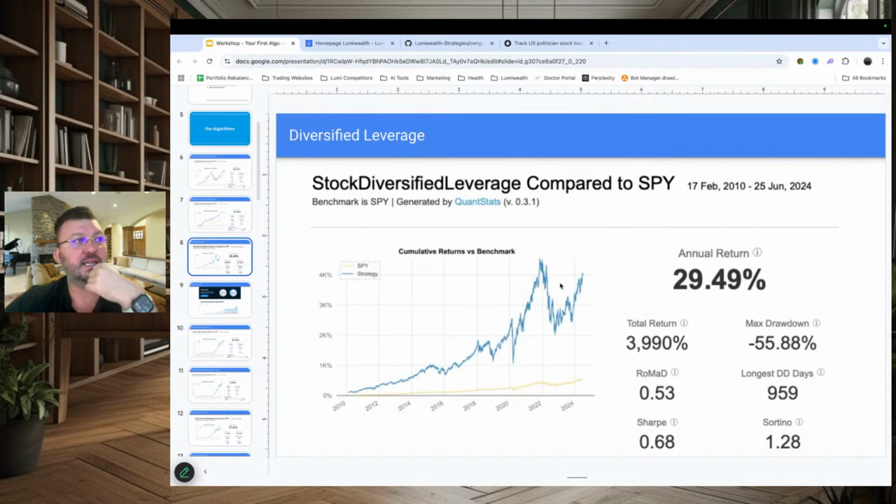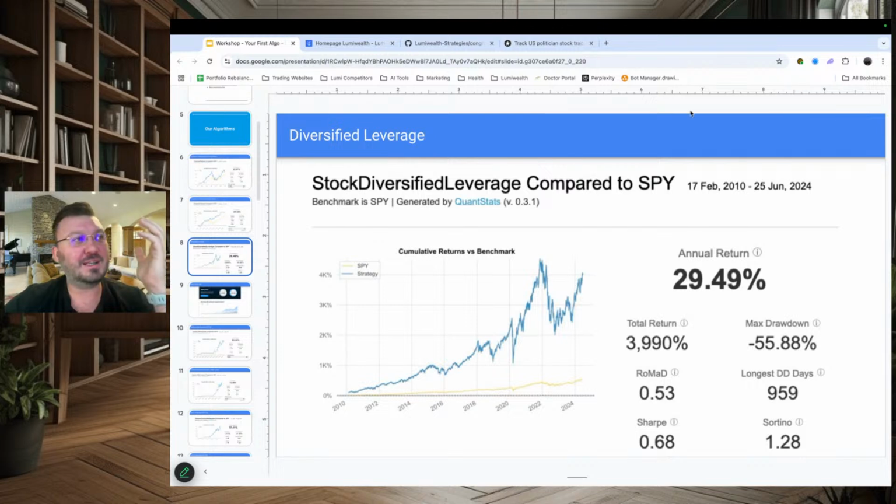You could see this thing did about 29% a year in our back test, or in other words, 3,900%, almost 4,000% over the total length of this back test here. So it's 14 years, 40 times your money in 14 years. I'd say that's a pretty damn good result. I could tell you, if I had my money starting in 2010 in this, I would be a heck of a lot richer by now.